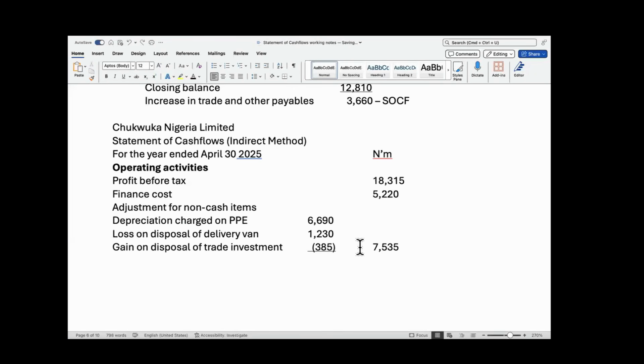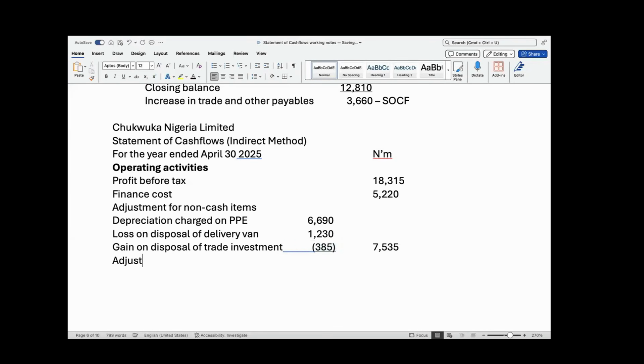Okay. We are going to add it back because we added depreciation back, added loss back, then we are deducting this one. And understand why we are doing that: depreciation is an expense. It will have been deducted before from this profit. So to adjust for it, we add it back. The same thing as loss, we add it back. But gain that was added before, we deduct it. So we get a net addition.